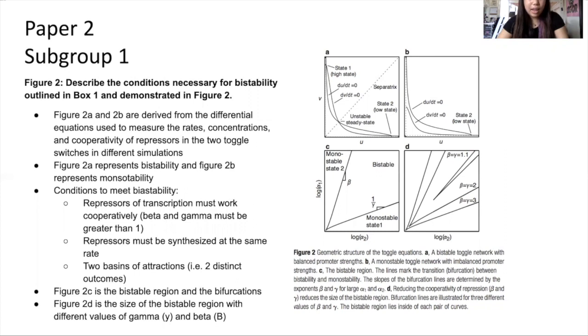And the last condition is that you need two basins of attraction, and that just means you have to have two distinct outcomes. And so if one of the toggles lands on one side of the separatrix or the bottom side of the separatrix, it determines whether or not the graph will become bi or monostable. So as again seen in figure 2A, the separatrix, depending on what side the toggles fall on, just determines what kind of stability it's going to have.